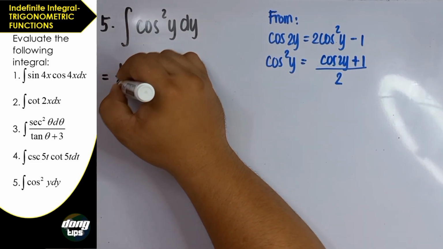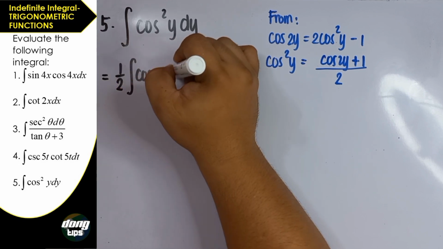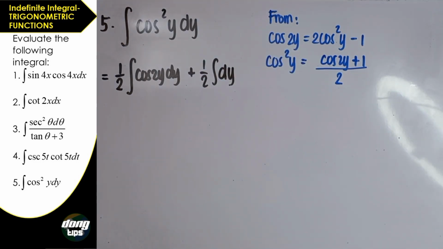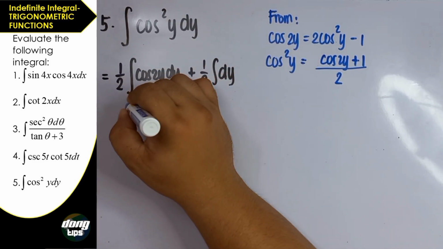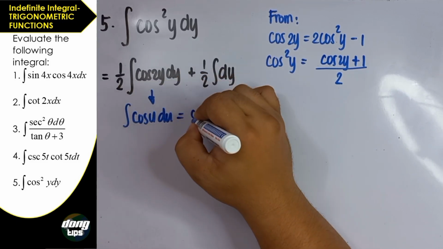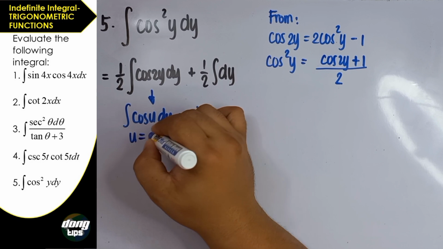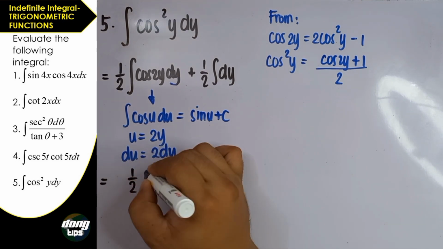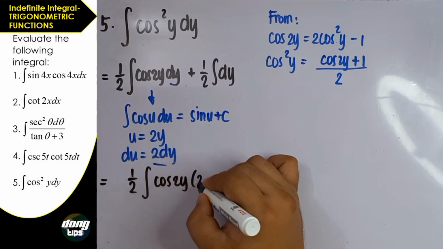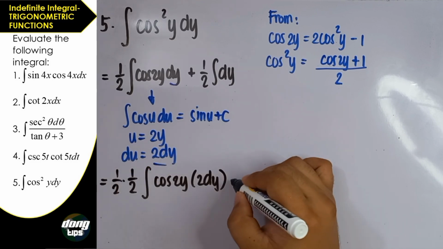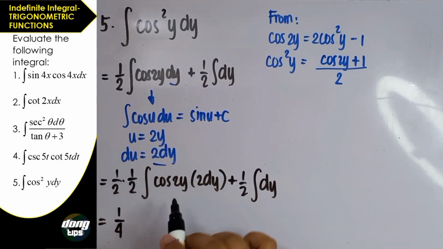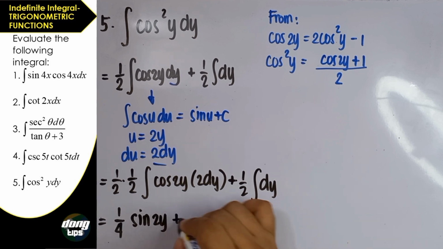And this will become 1/2 of the integral of cosine of 2y dy plus 1/2 of the integral of dy. For this integration, we use this formula. And here's our answer.